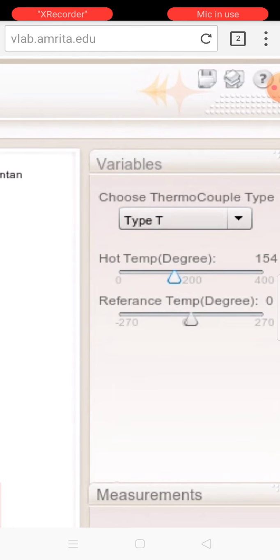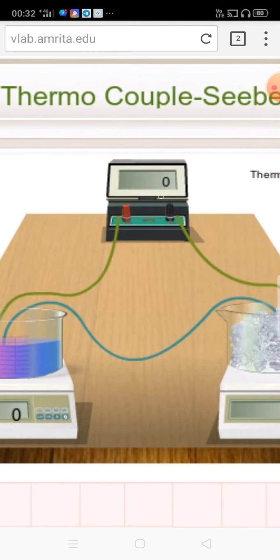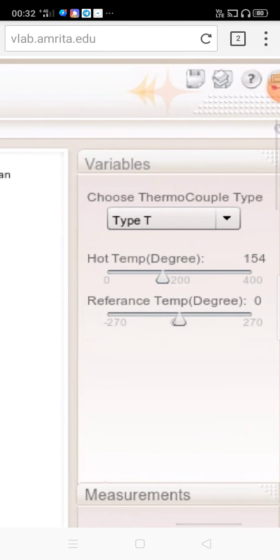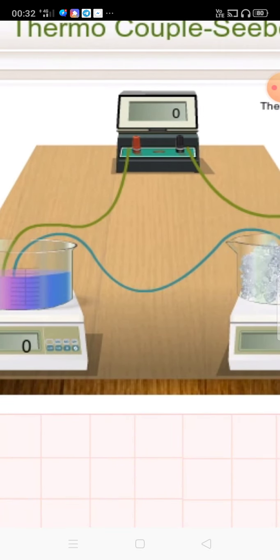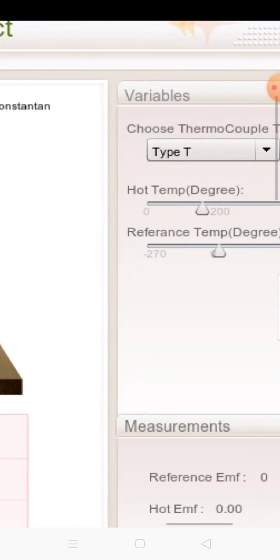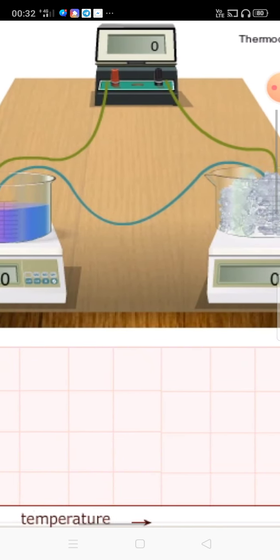Now I am just pressing the hot temperature over here, it will be shifted to say 154, where the reference temperature is 0. And look over the characteristics graph, you will see the voltmeter will work when you press the measurement. After pressing measurement, what you will see? Immediately it will be working. You have to press measurement, then it will show the change.